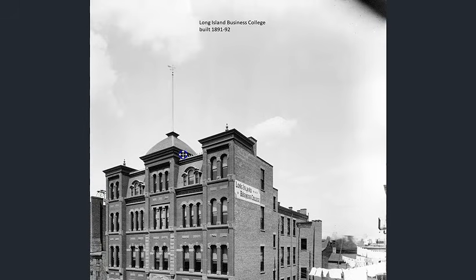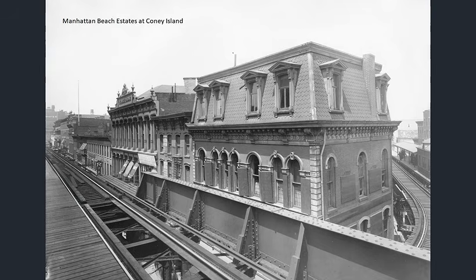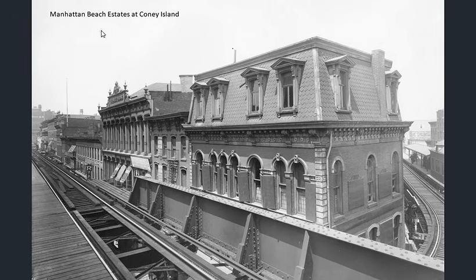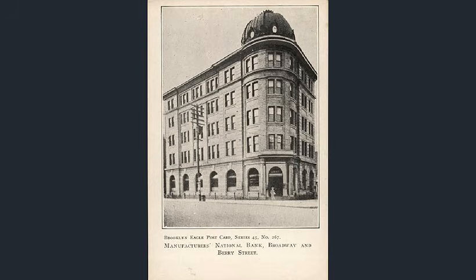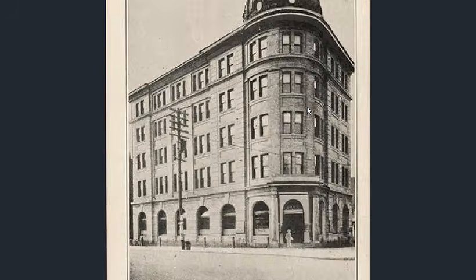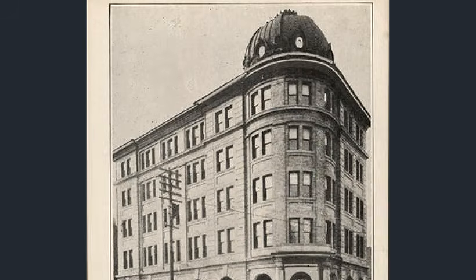Keep moving forward. Again, take note of the build times as we move forward. Nice looking row of beach estates here. Coney Island beach estates with the elevated railway running along right outside these structures. Manufacturers National Bank had a dome on the corner.